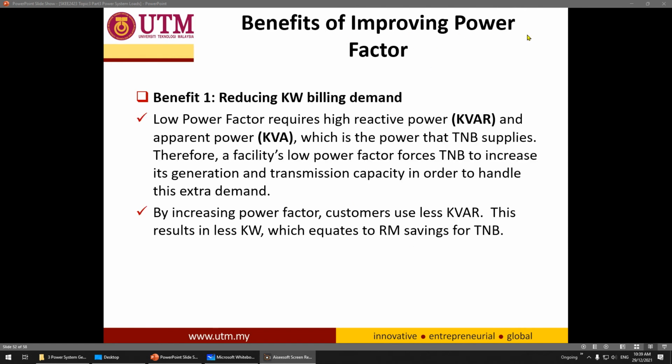So what is the benefit of improving power factor? The first benefit is reducing the kilowatt billing demand. Low power factor requires high reactive power, so when the power factor is low, you have a high kVAR and apparent power, which TNB needs to supply. Therefore, a facility with low power factor forces TNB to increase the generation and transmission capacity to handle the extra demand. By increasing the power factor, customers use less kVAR, resulting in less kW, which equates to savings. Maybe I should explain this.